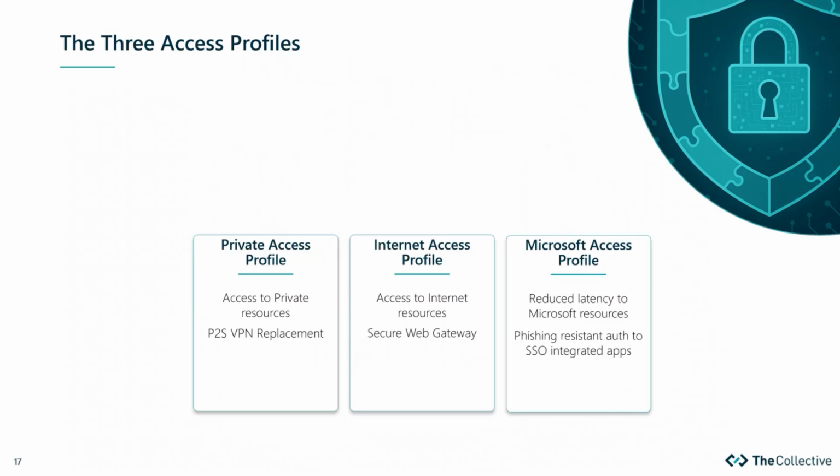Then the third profile we will be talking about is the Microsoft Access profile. And this is a specific profile which can be used to access everything that is Microsoft related or any app that is integrated in Entra ID, basically. With this profile, we can introduce reduced latency to, for example, Teams, Exchange, and all the other applications, but also require phishing-resistant authentication by using Global Secure Access.